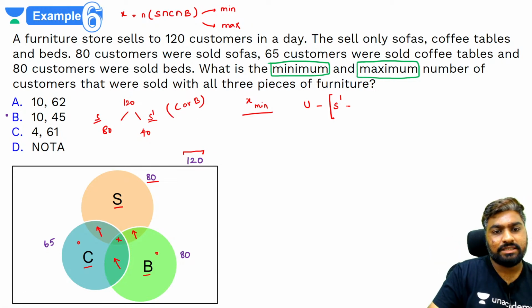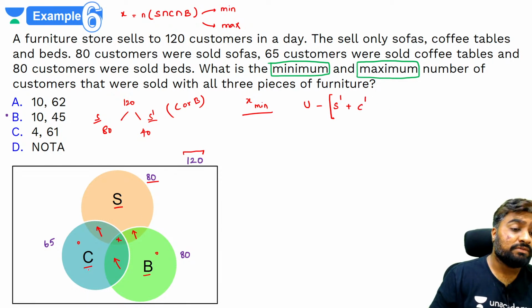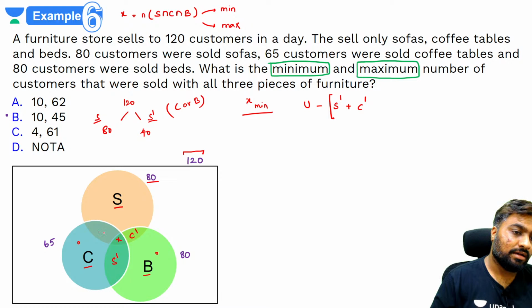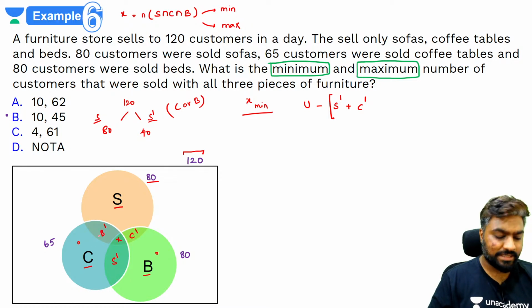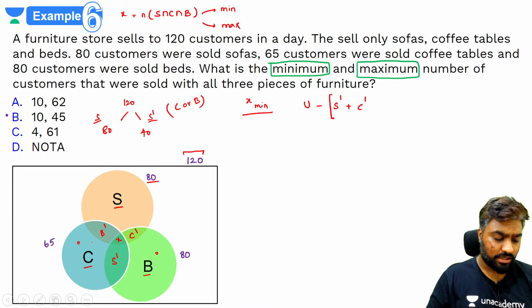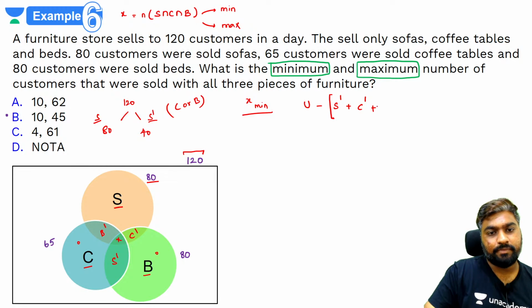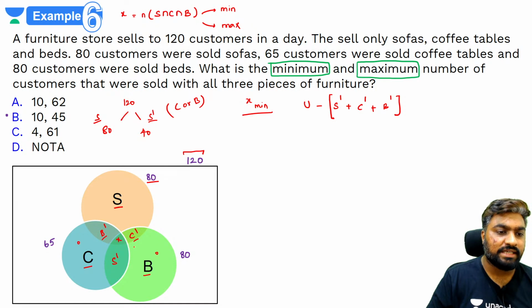Yes, so S dash plus, again similar to that, C dash. Why do we go for C dash? Because we want to find out people who buy both sofa and bed. So this part is going to be C dash. This part, intersection of C and B, is going to be S dash. Intersection of C and S is going to be B dash. Are you understanding it? B dash, the complement of it. So plus B dash. So what did we get? We got the values of these three.